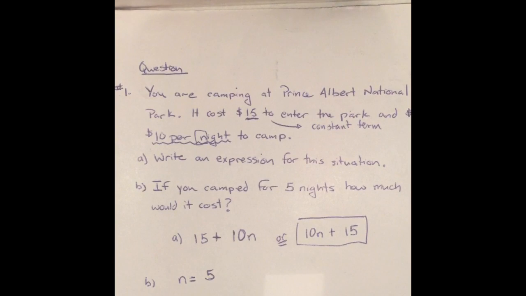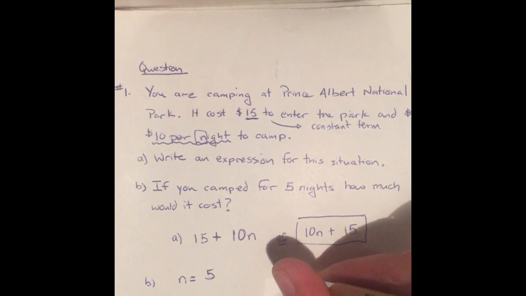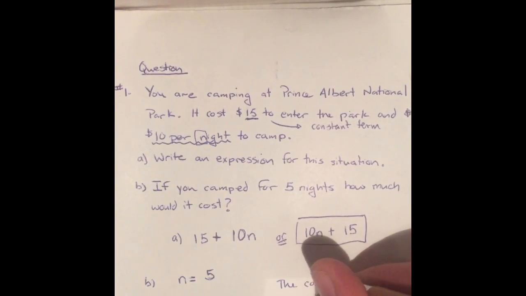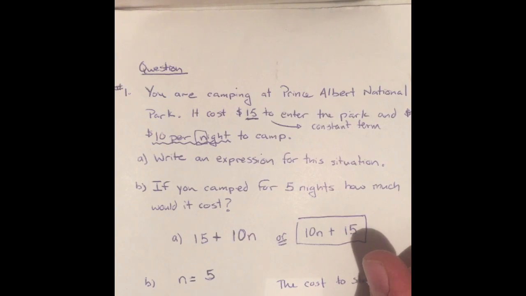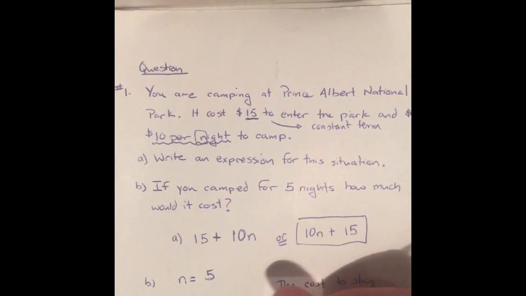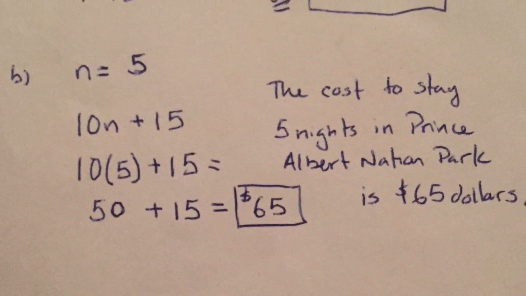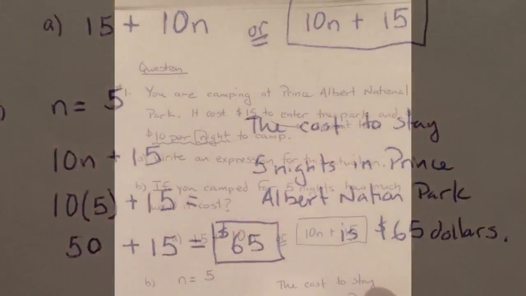So, the cost to stay 5 nights in Prince Albert National Park is $65. And there, your answer is done.